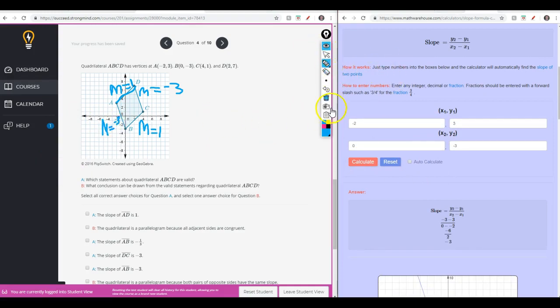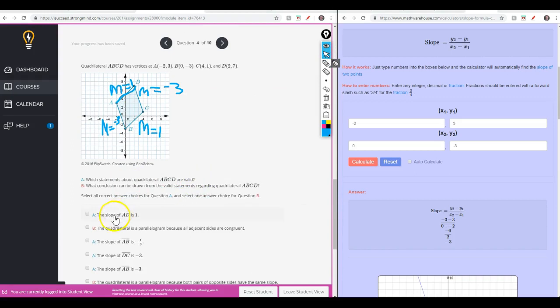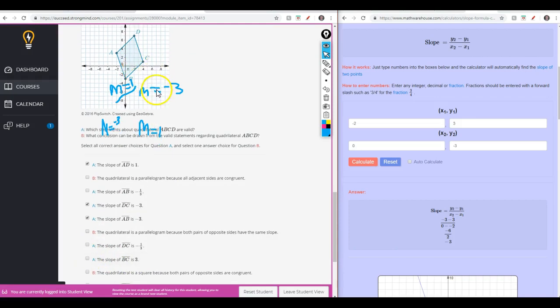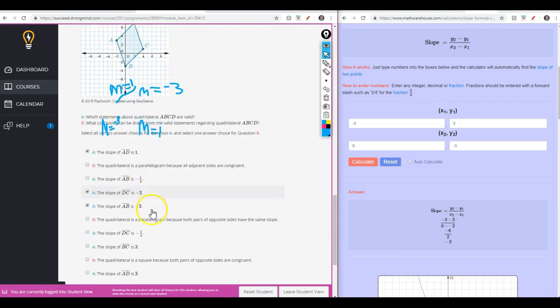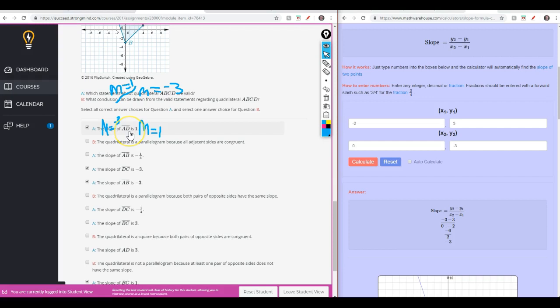So those are the slopes for my lines. I'm going to go through and look for that. AD is 1. DC is -3. AB is -3. And I'm missing one more, BC. BC is this bottom one, which is 1. So BC was 1 as well. So I have 2 sides with slope of 1, and 2 sides with slope of -3.